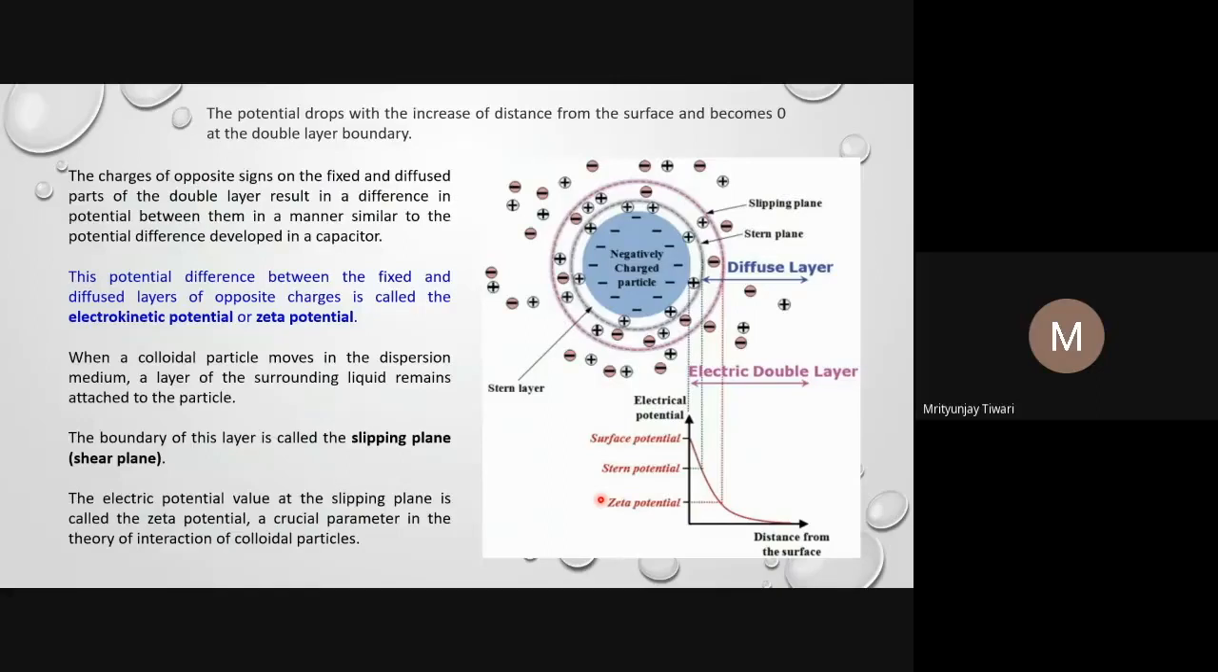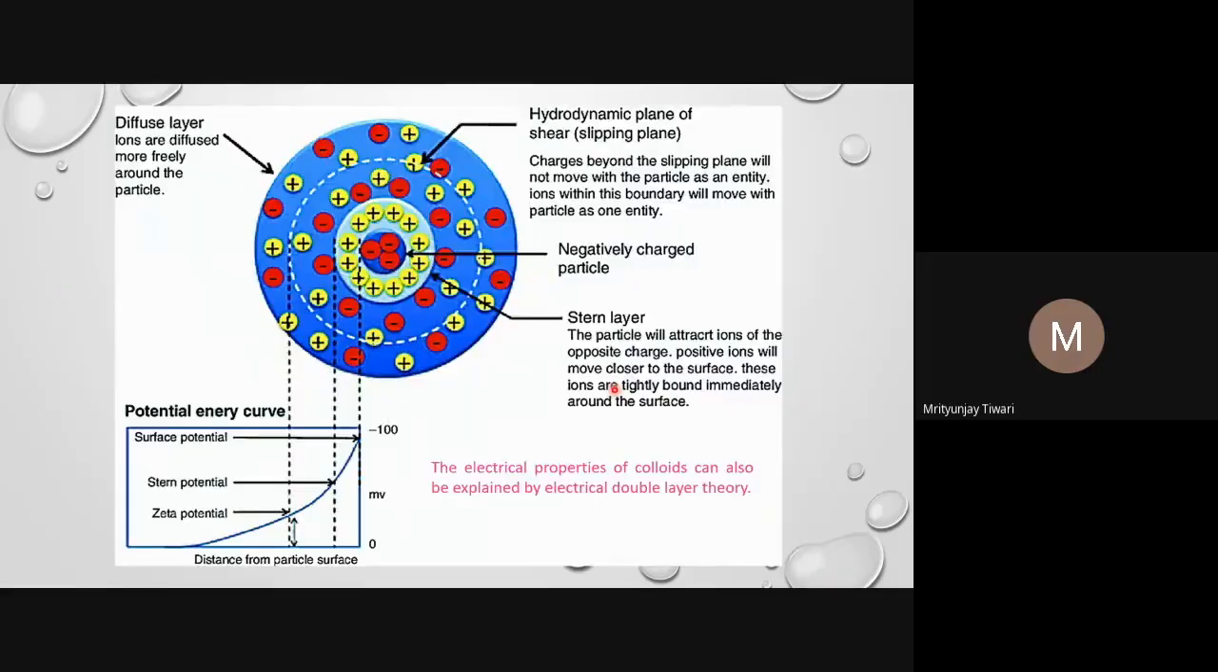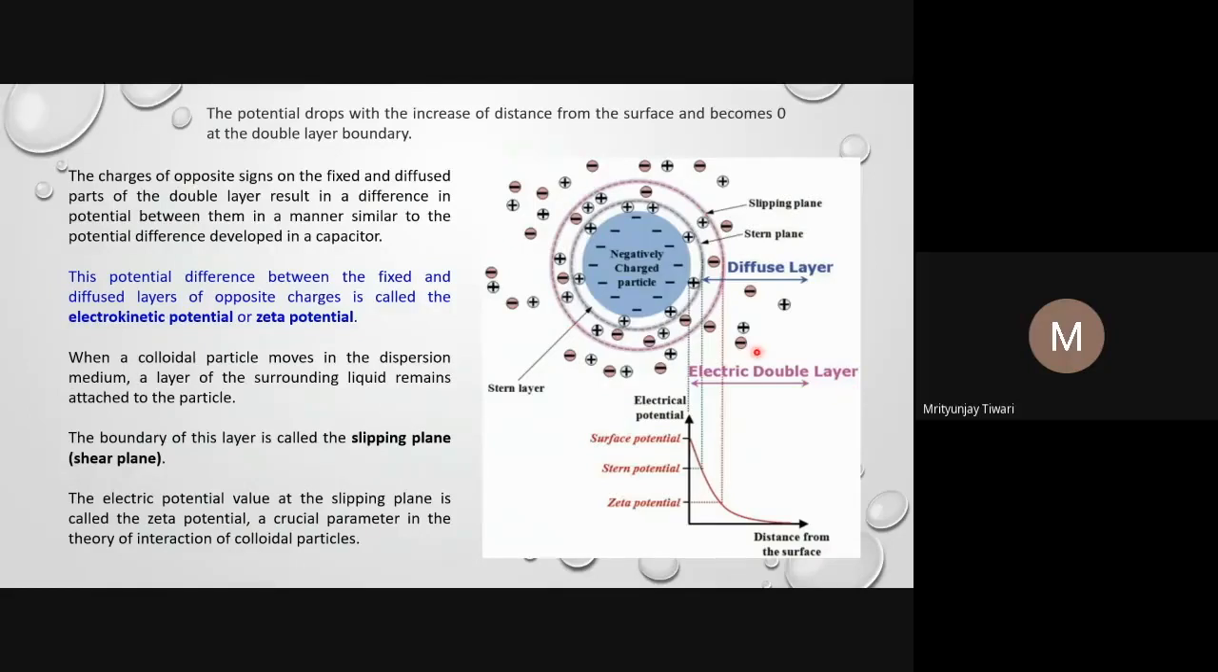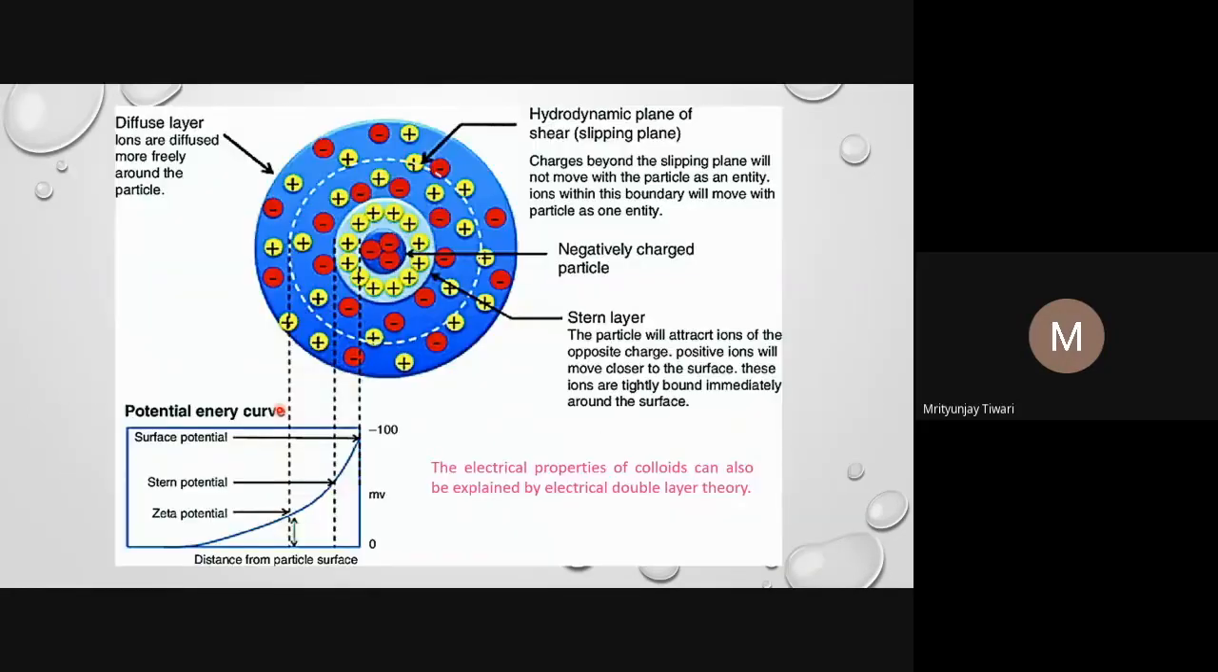The Stern potential is also defined here. Stern potential means the potential at the surface of the Stern layer, and the potential at the surface of the hydrodynamic plane of shear, or the slipping plane, is called the zeta potential. Even though this is the zeta potential, it doesn't mean the diffuse layer ends here. The diffuse layer goes further away from this, as you can see here, and at the end of the diffuse layer, the potential becomes zero.